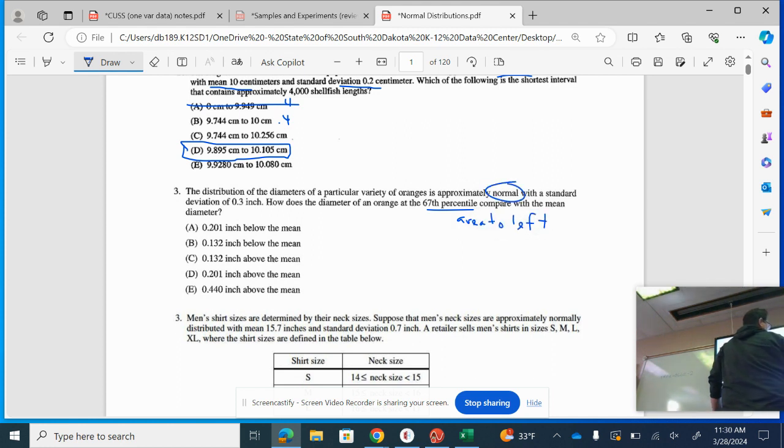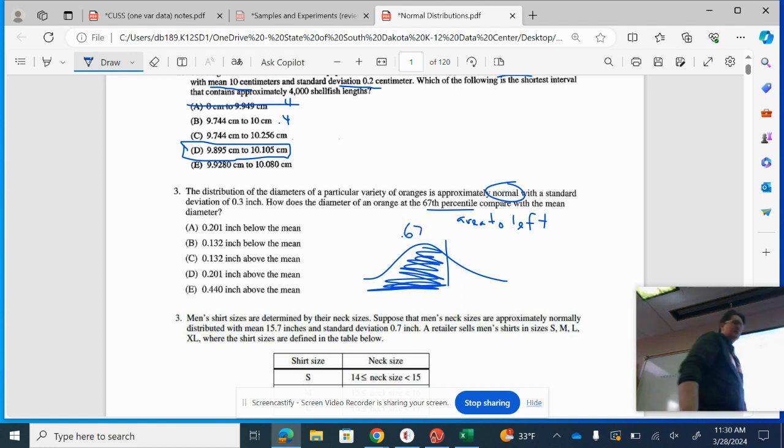It tells us it's normal, so we should draw a normal curve, and we should draw a line, and we want 67% over here. Now, since I know if I drew a line at the mean, 50% would be to the left, I knew I had to draw a little bit to the right to get 67% in there.